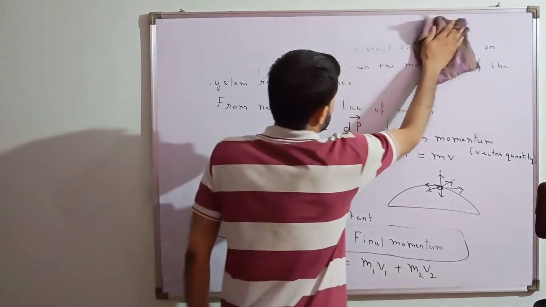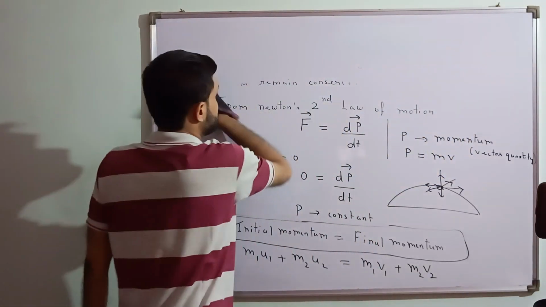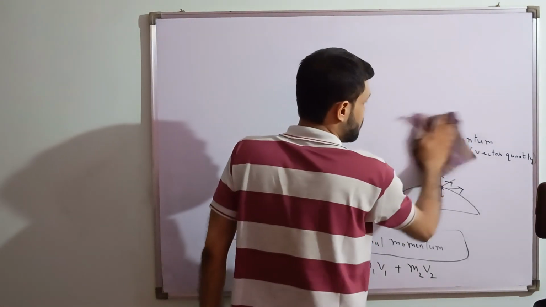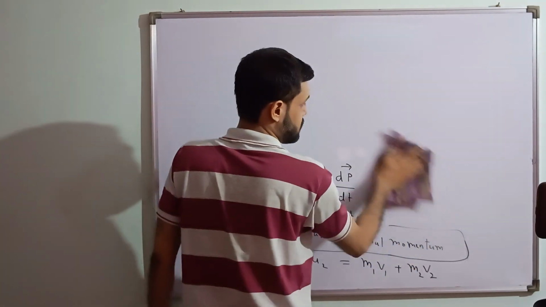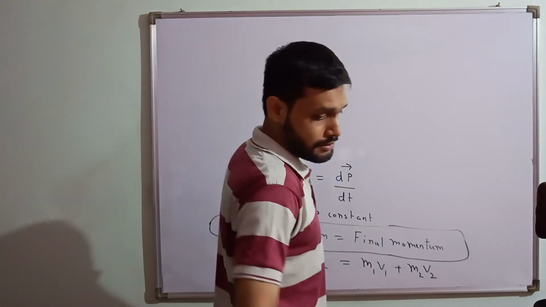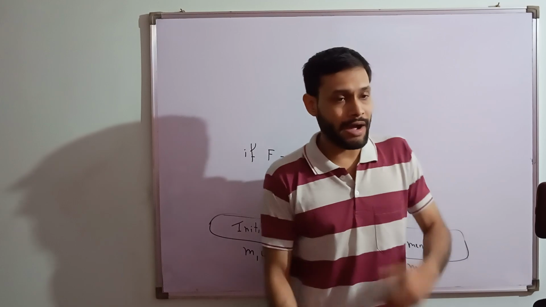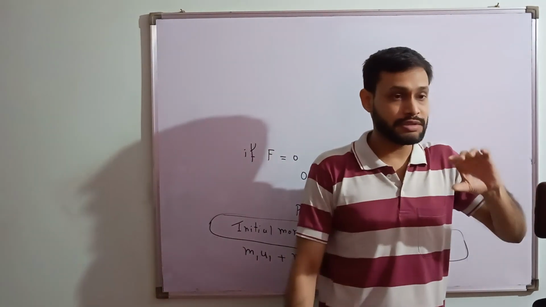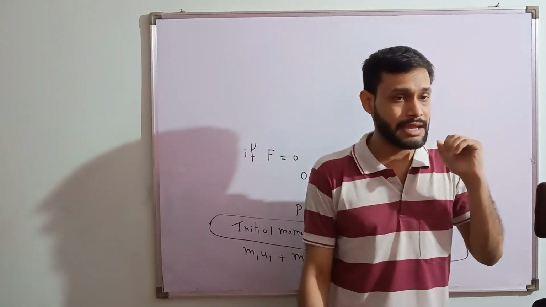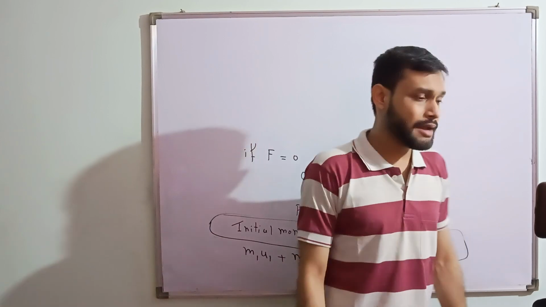Okay. Write one note: during collision, the momentum. So conservation of momentum, that means net force is equal to 0, right? See, why are we taking this conservation of momentum? See, during collision, when we take the examples of collisions, what happens?